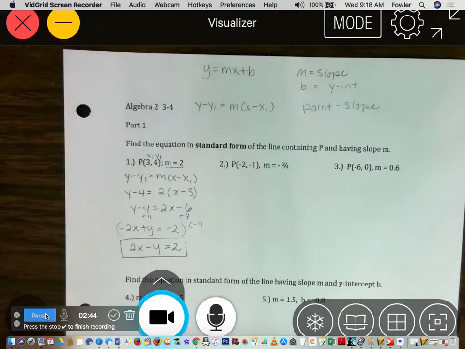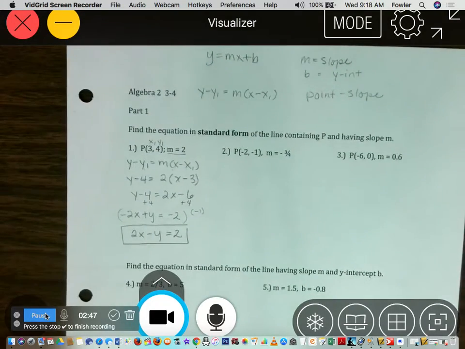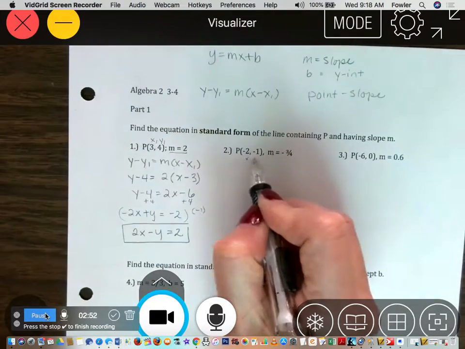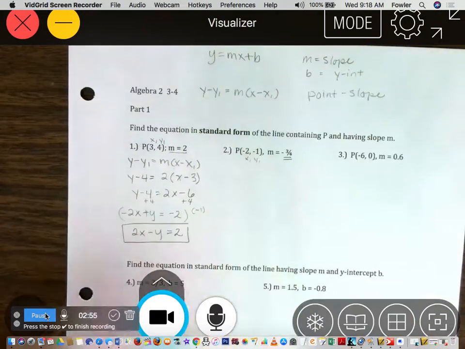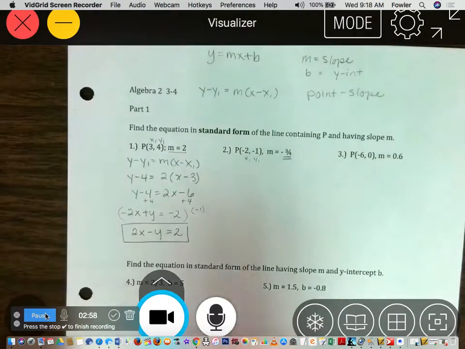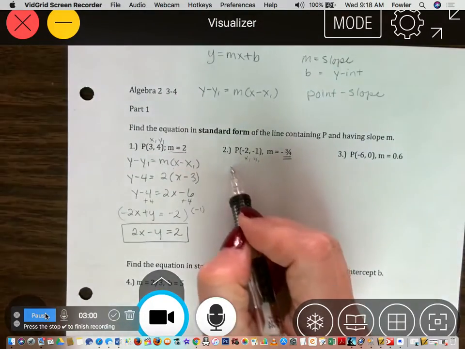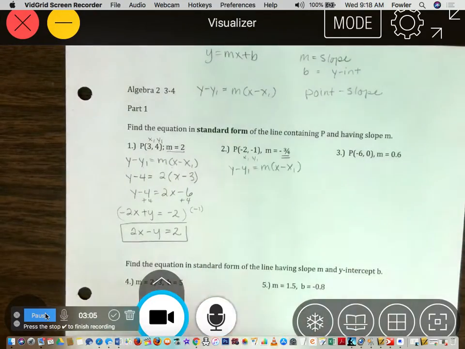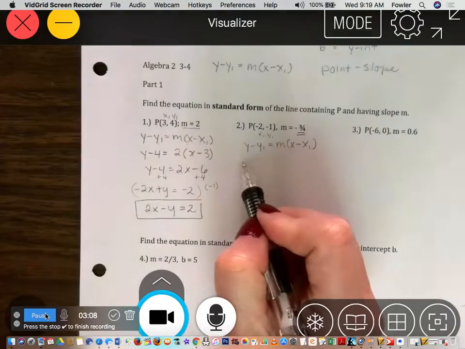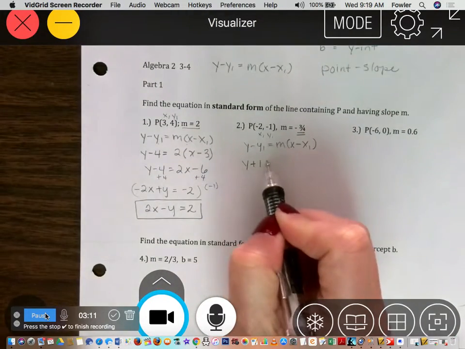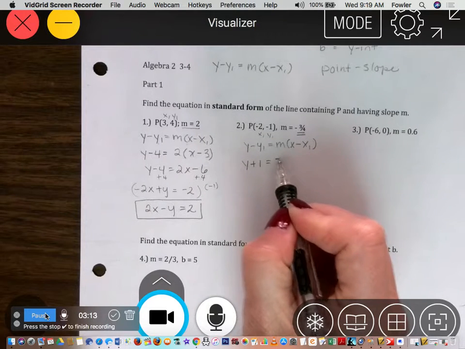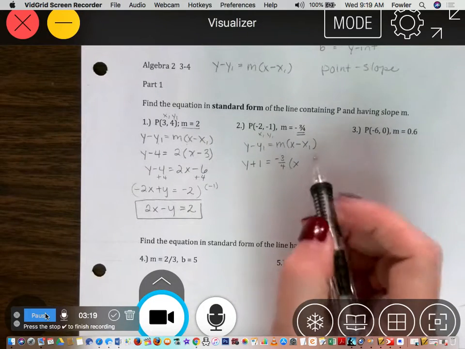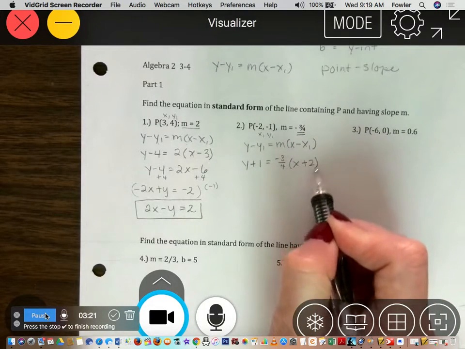I'm going to pause. Okay, example number 2, it's pretty much the same thing. This is our x1 and our y1. Our slope is -3/4. So we plug into our y minus y sub 1 is equal to m times the quantity x minus x sub 1. So it becomes y plus 1 is equal to, m is a -3/4, and then plugging -2 in for the x sub 1, I'd end up with a plus 2.